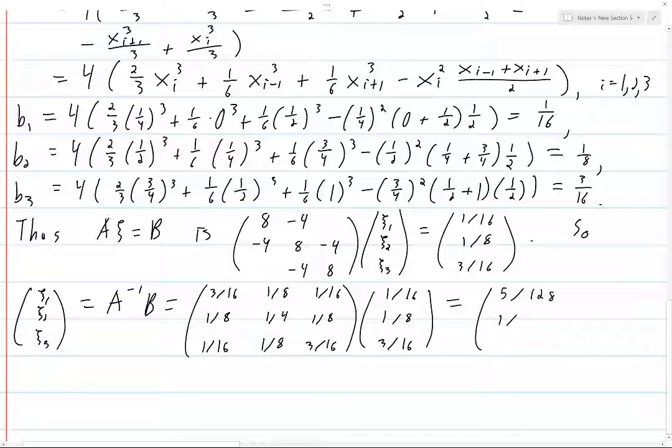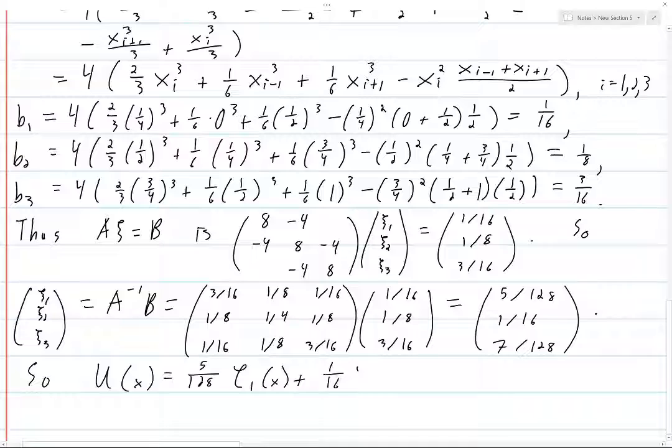5 over 128, 1 over 16, and 7 over 128. So our actual function u of x is going to be 5 over 128 times phi1 of x plus 1 over 16 times phi2 of x plus 7 over 128 times phi3 of x. And here, phi1, phi2, and phi3, phi i is the hat function centered at xi, and you just multiply it by this.